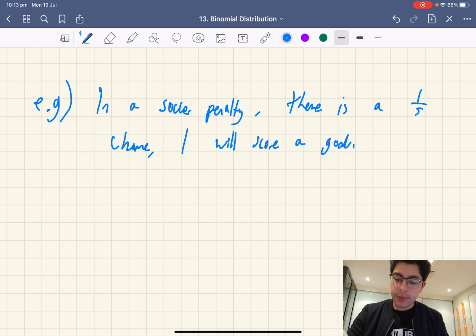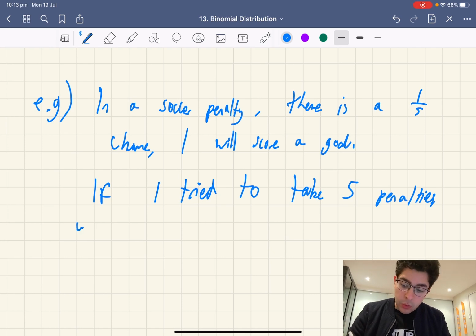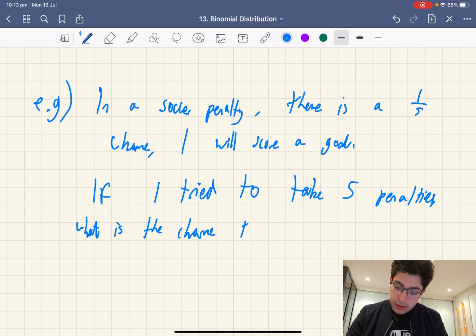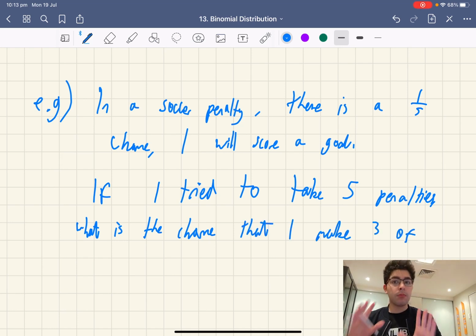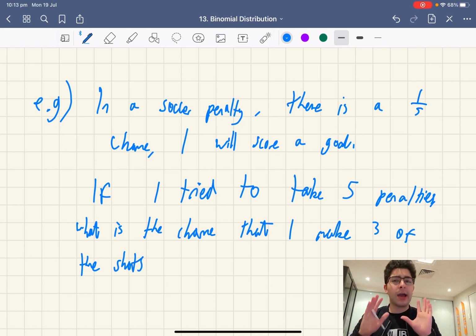Now I said, if I tried to take 5 penalties, what is the chance that I make 3 of the shots? That means out of the 5 penalties I take, what is the chance I score 3 of them? This is going to serve as our investigation of how the binomial distribution works, and we're going to derive a bit of a formula for this.